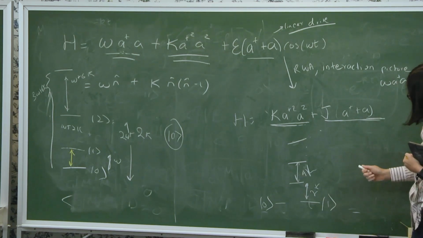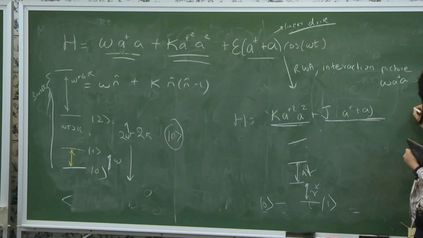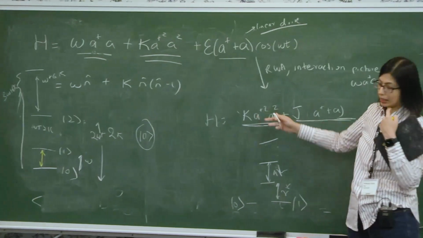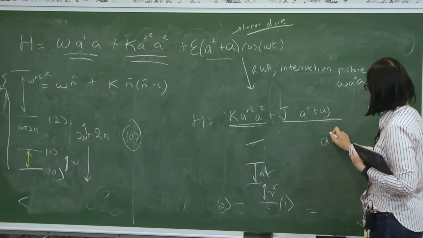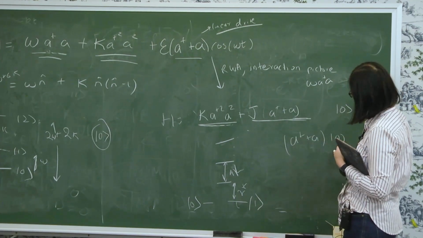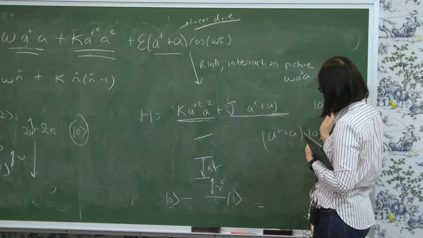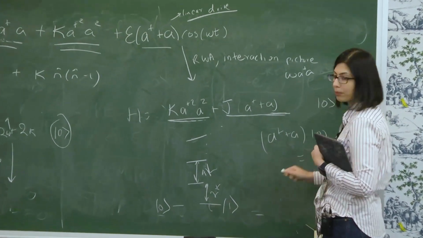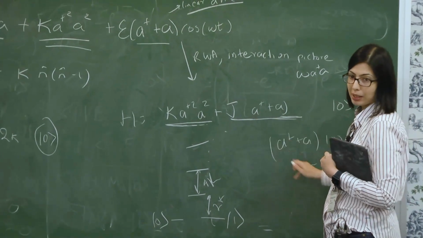So if I start from the vacuum state 0, then this term doesn't do anything to the vacuum state, it's just an eigenstate. For a dagger plus a acting on the vacuum state, a is just going to remove that term. a dagger acting on 0 will take me to the 1 state, right? So this will take me to the 1 state.